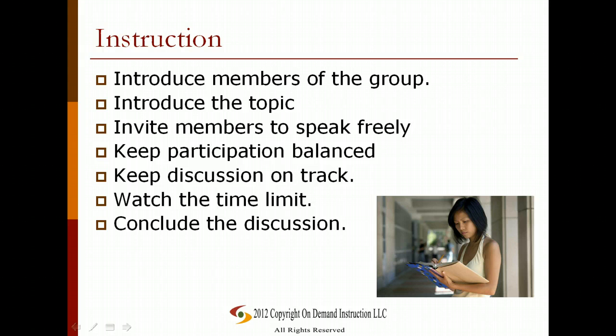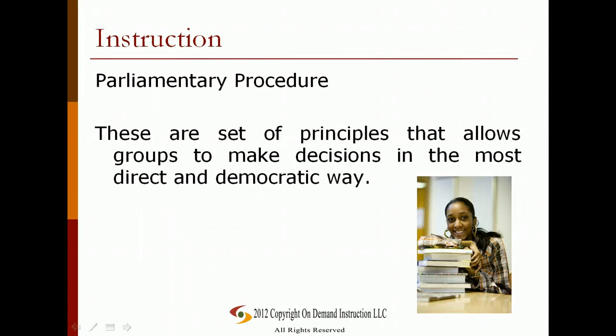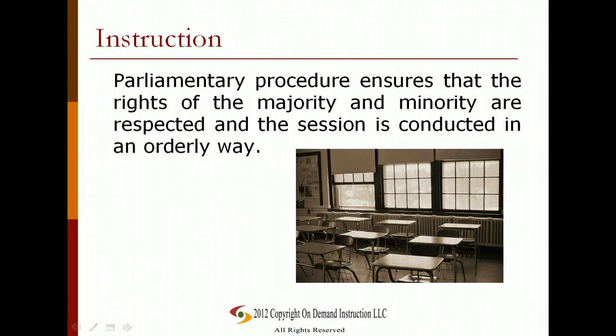Have you attended a meeting at which several people were speaking at once and no one was being heard? This may be difficult to deal with, but a parliamentary procedure might help you lead the discussion. Parliamentary procedure is a set of principles that allows groups to make decisions in the most direct and democratic way. Parliamentary procedure ensures that the rights of the majority and minority are respected and the session is conducted in an orderly way. There are 5 basic principles of parliamentary procedure.